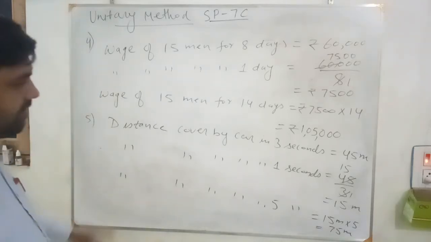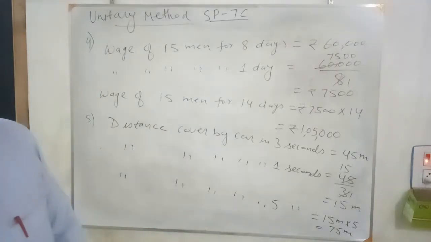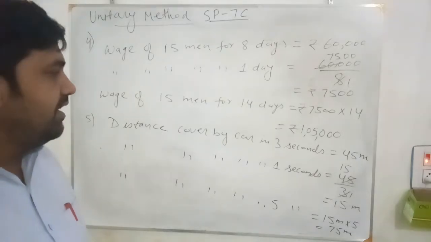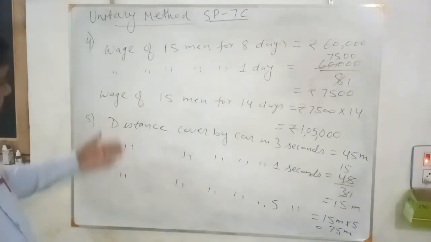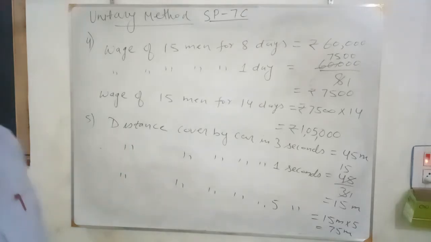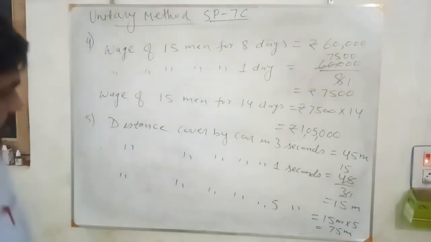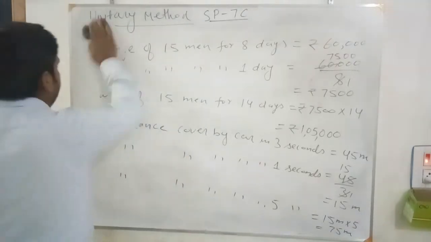Now again you can write the time taken by the car to cover 120 meters. That is 1 by 15 into 120, that is 15 8s are 120, so 8 seconds. Like this, with the help of the unitary method, you can calculate the second portion also. Now we move to the next question.